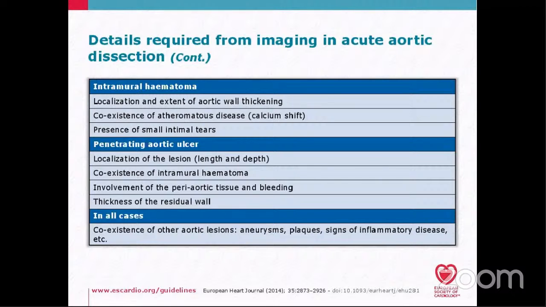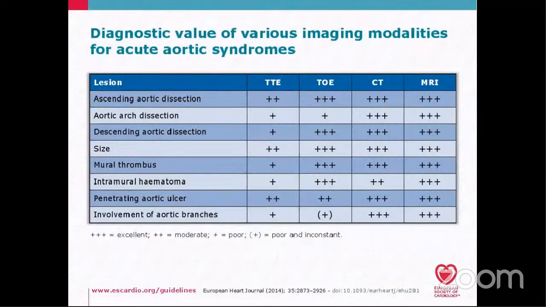In all cases, you need to assess the aorta starting from the aortic valve and down until the aortic bifurcation in the infrarenal aorta. And as you can see here, this is the diagnostic value of the various imaging modalities that are available for acute aortic syndrome. As you can see, the CT will show you very good imaging for all the aspects that you need to see, including the ascending aorta and the aortic arch.